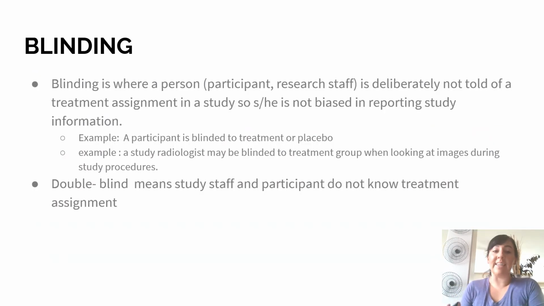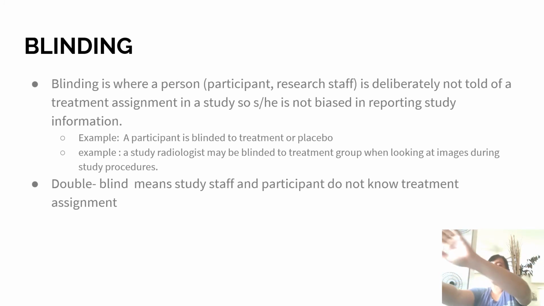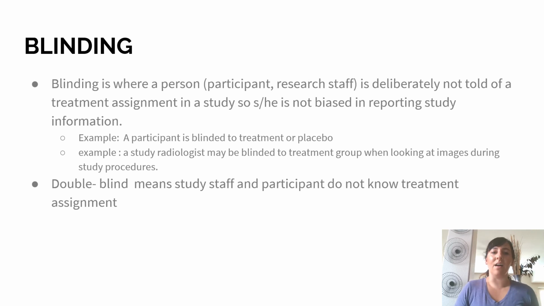All right, now let's talk about blinding. Blinding, it's not like everyone has a blindfold on when they're doing research. It's nothing like that. So this is basically when we're looking at two groups, the participants and the research staff, the researchers. In a blinding situation, the participants do not know which group they fit in.